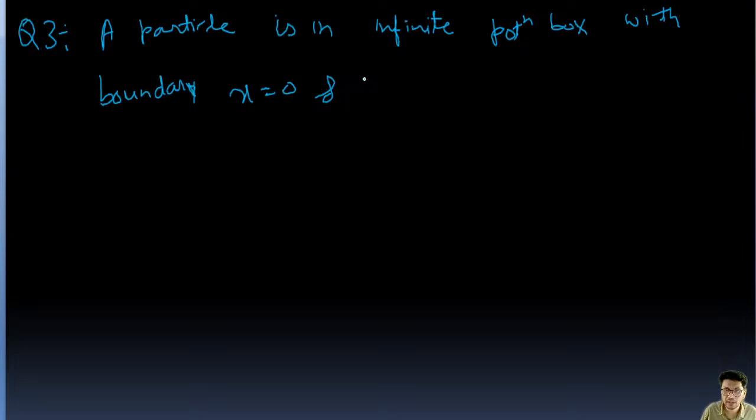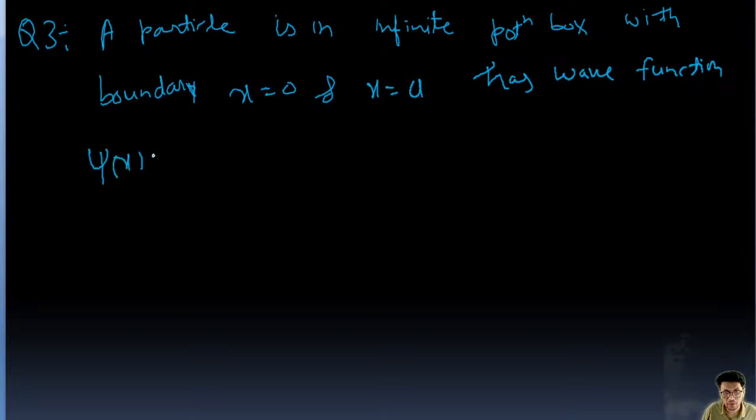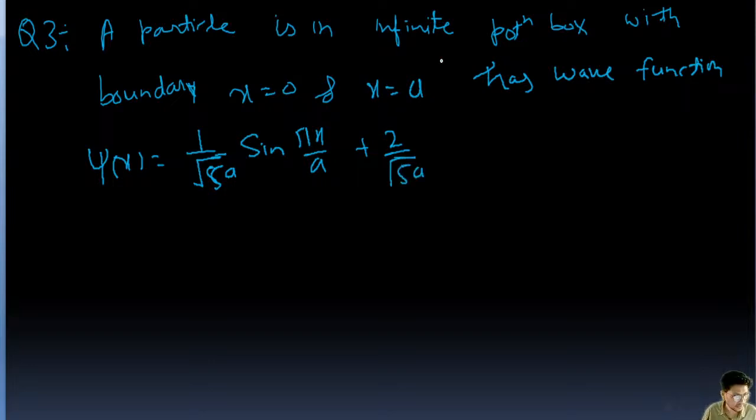So this is with boundary condition x equal to 0 and x equal to a, which has wave function psi(x) equal to 1 upon root 5a sine(pi x upon a) plus 2 upon root 5a sine(2 pi x upon a). So the wave function is this.